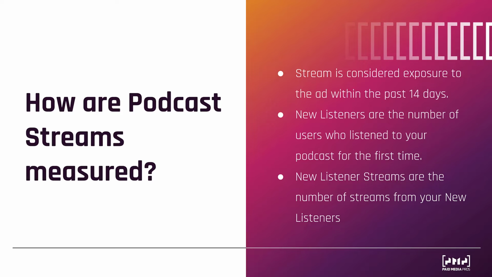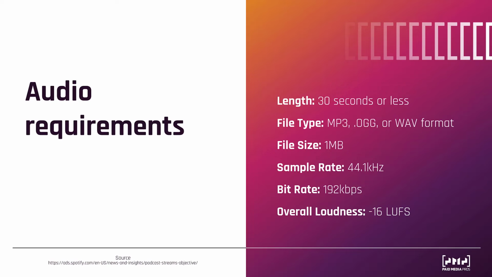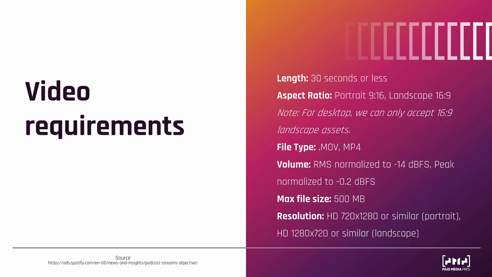Let's look at the specs. Now, some of these are pretty technical. I'm not going to go over every single point. The main ones for audio, keep it 30 seconds or less. There you see the file type, keep your file size under 1 megabyte. Here's where it goes a little bit over my head. There's your sample rate, bit rate, and overall loudness. Probably not going to be an issue. For video requirements, again, 30 seconds or less, but there we see the two aspect ratios. There's your portrait, probably the most common, but landscape is there for desktop. Your max file size, 500 megabytes or less, and your file types will be a .mov or an MP4.